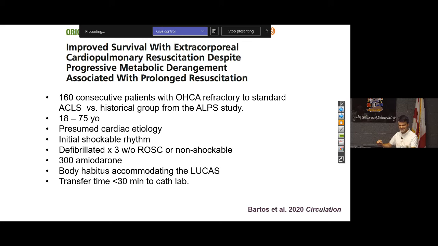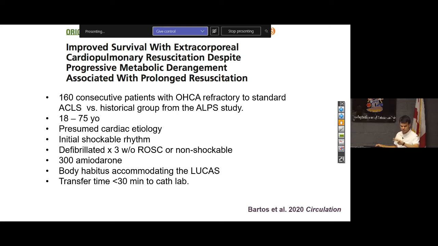The population is 18 to 75 years old. You have to be presumed cardiac etiology. You have an initial shockable rhythm. You get defibrillated 3 times without ROSC, or you get defibrillated once or twice and you go into a non-shockable rhythm. Everybody gets 300 of amio. They have to be small enough to have the LUCAS work for their body habitus. And they have to be able to get to a cath lab. So in this case, the cannulas are being placed in the cath lab. You have to be able to get there within 30 minutes for this group.